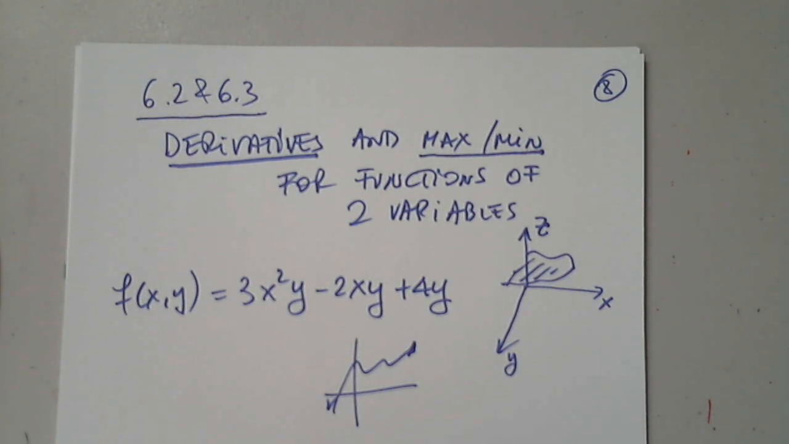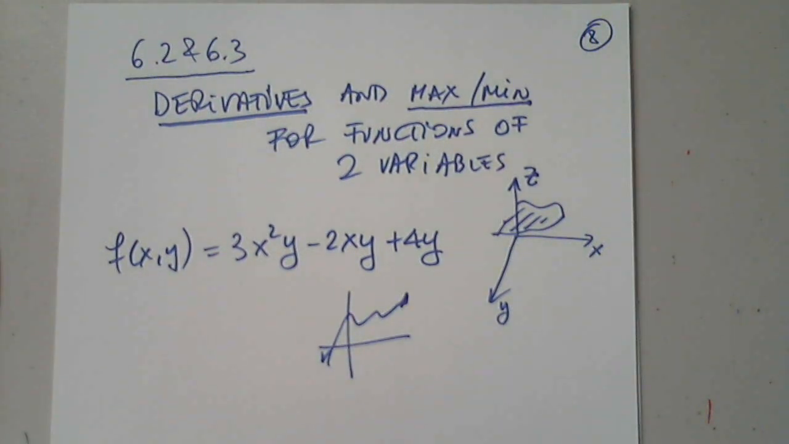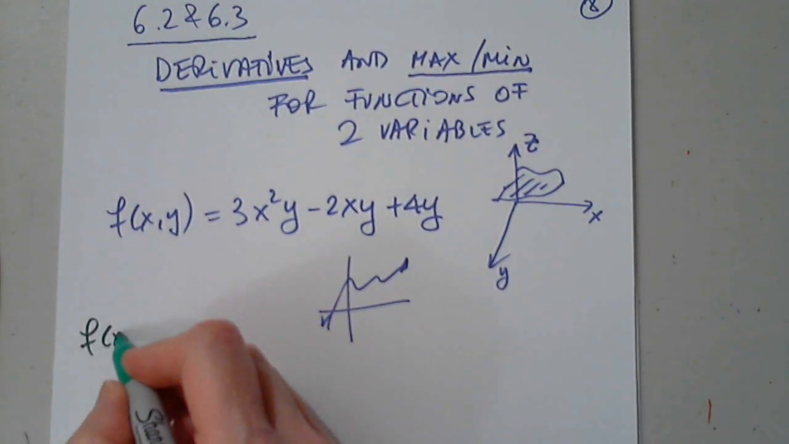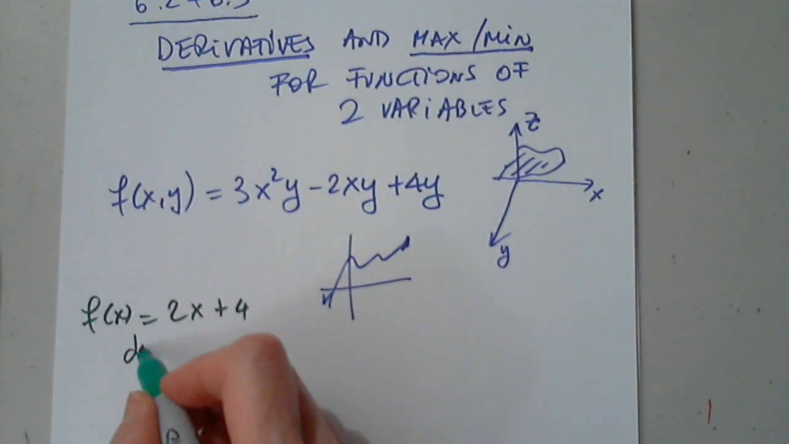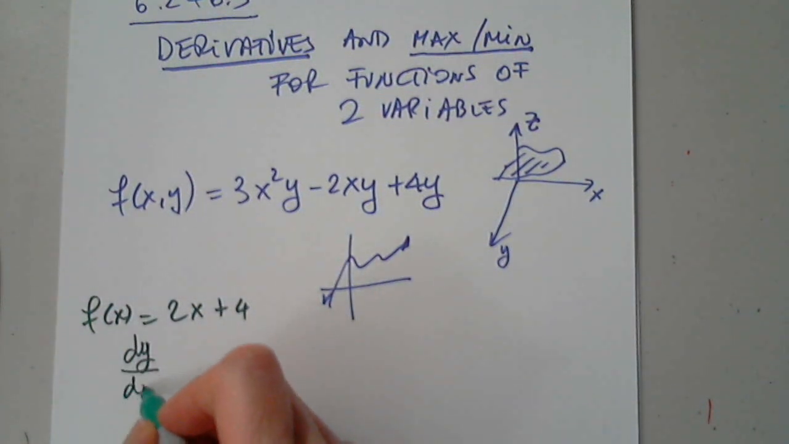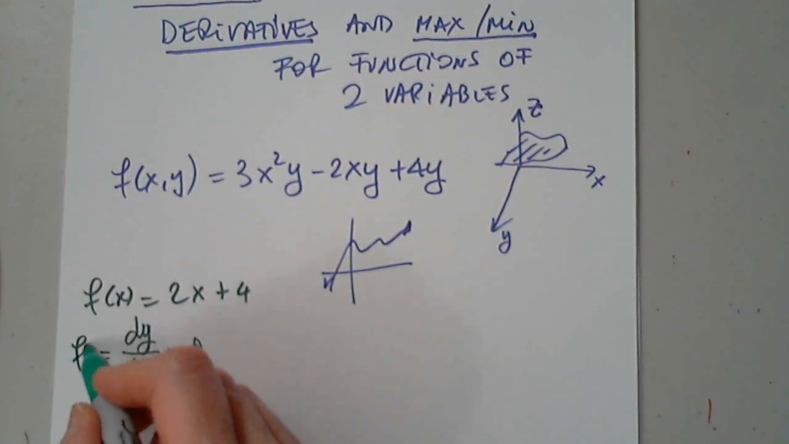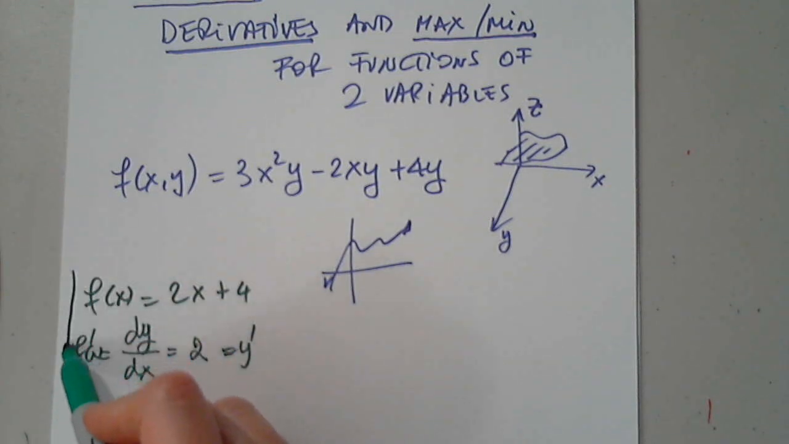Good. So what happens here is, remember when we had a function like, let's say 2x plus 4, we wrote dy over dx as being 2, or f prime of x, or y prime. So please keep this in mind.